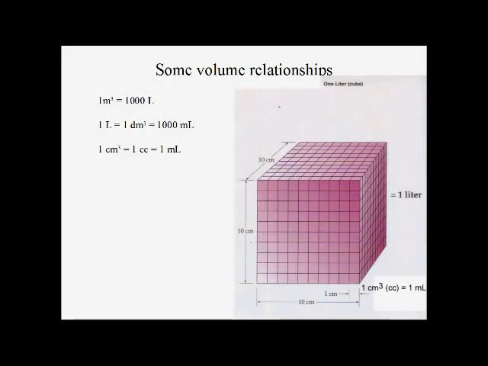So we like to use liters for volume. A liter is a cubic decimeter. A decimeter is a tenth of a meter. A tenth of a meter is 10 centimeters. So 10 centimeters on a side cubed gives us 1 liter.